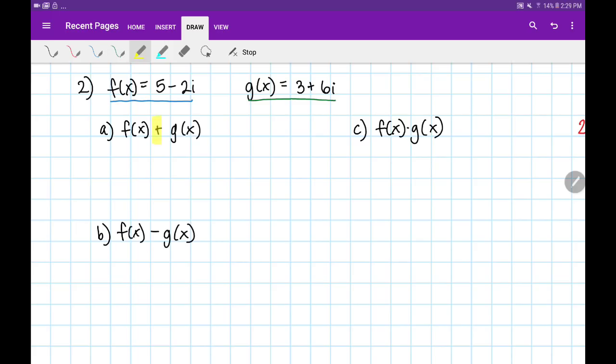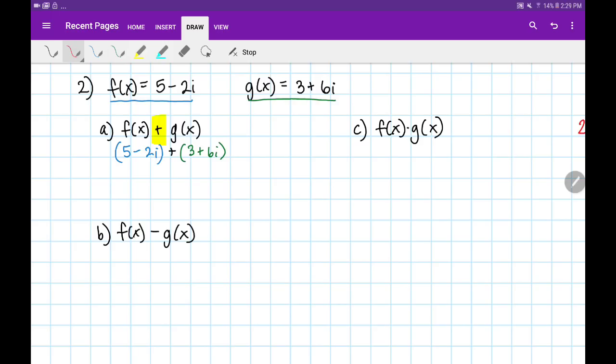Here, it's asking me to, careful, it's asking me to add the functions. So if I'm asked to add them, all I'm going to do is substitute. Well, what's f of x? It's 5 minus 2i, and I'm going to add that to, you know what, why don't I go ahead and use parentheses, because that's good practice. So it's going to be f of x, which is 5 minus 2i, plus g of x, which I know is 3 plus 6i. All it wants me to do is to add these guys.